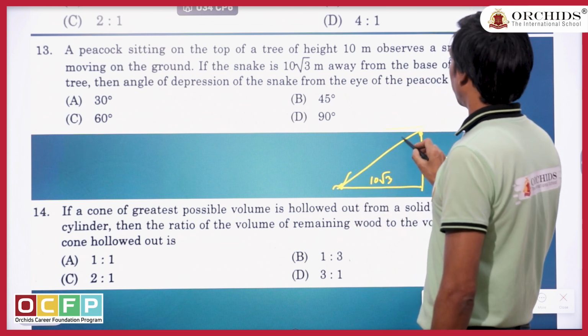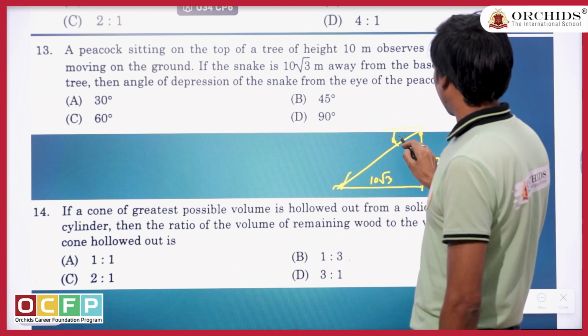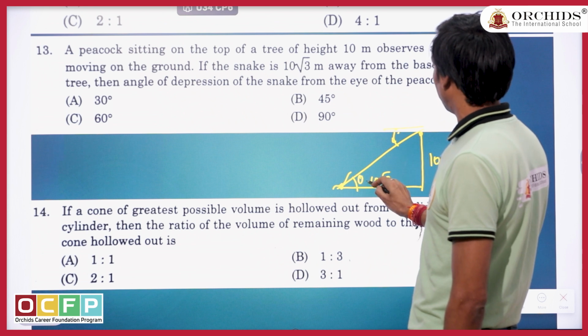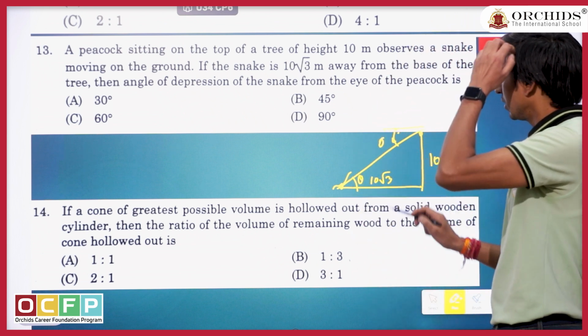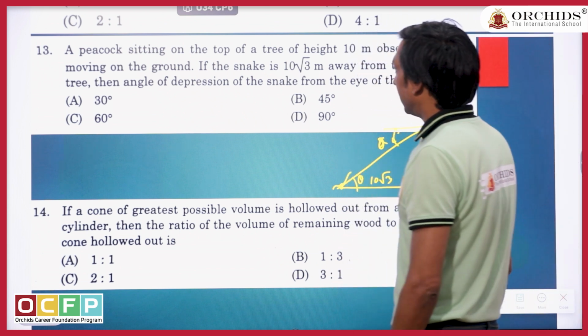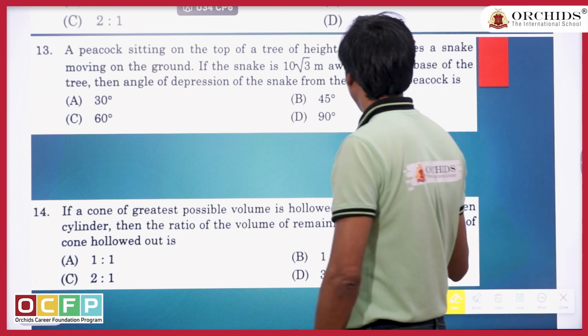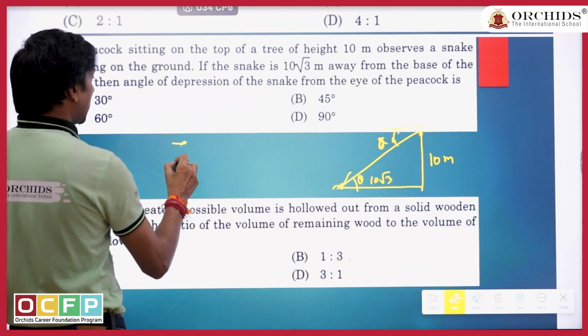Find the angle of depression, which means we have to find the angle of depression in this angle. So whatever angle this is, the same angle we have here also. Both are alternate interior angles. So to find the angle of depression, what do we have to use? Tan theta. So tan theta equals what?